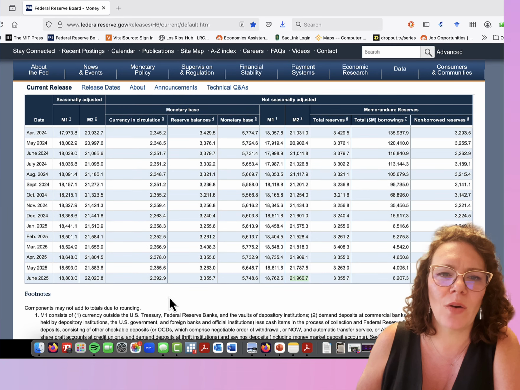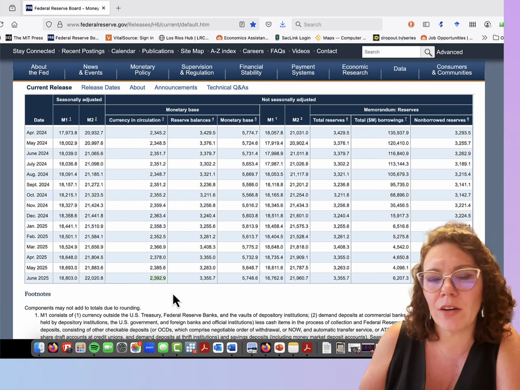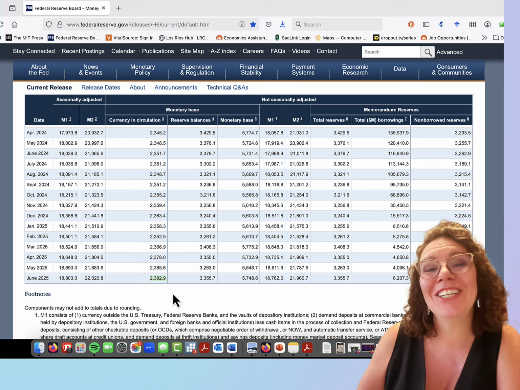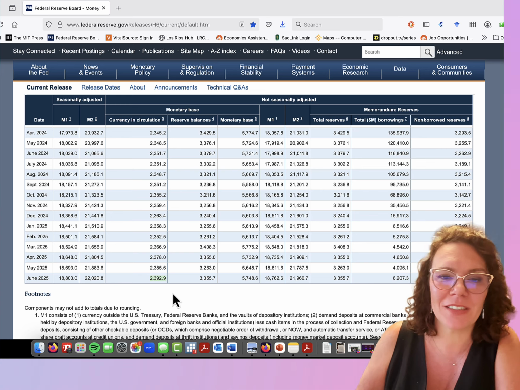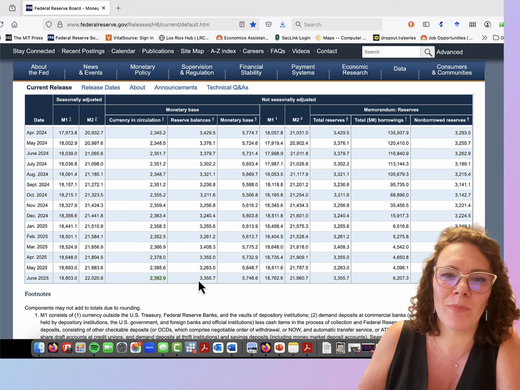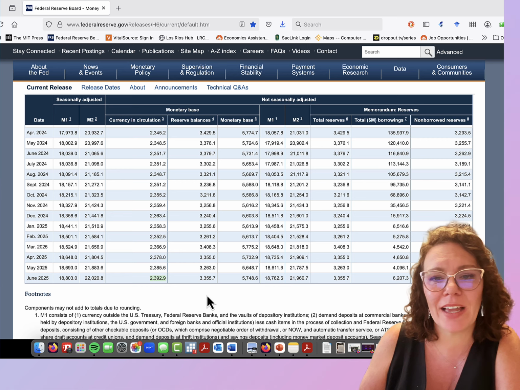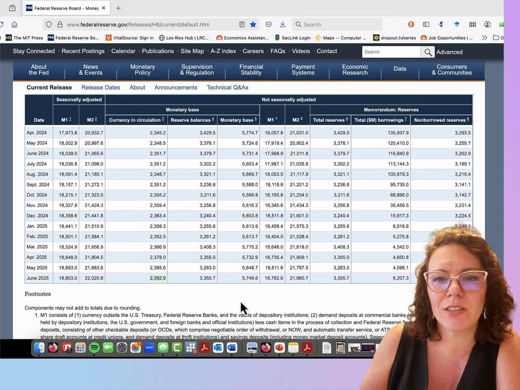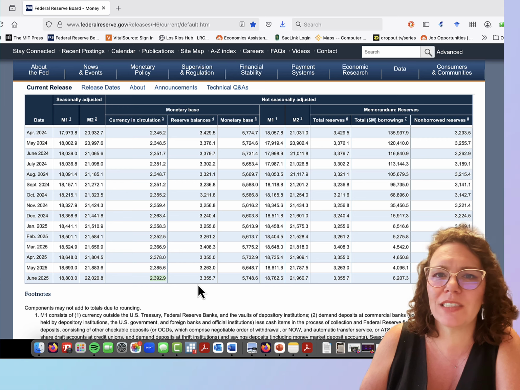So right now in circulation, as of June 2025, there were about $2.39 trillion in circulation, dollar bills, and $3.36 trillion in reserves being held, giving us a monetary base of a little bit over $5.7 trillion. M1 would have been $18.7 trillion and M2 $21.9 trillion. So that's kind of cool to see those actual numbers.